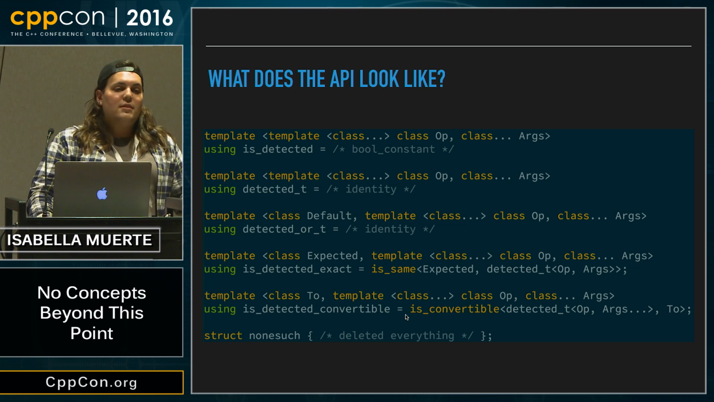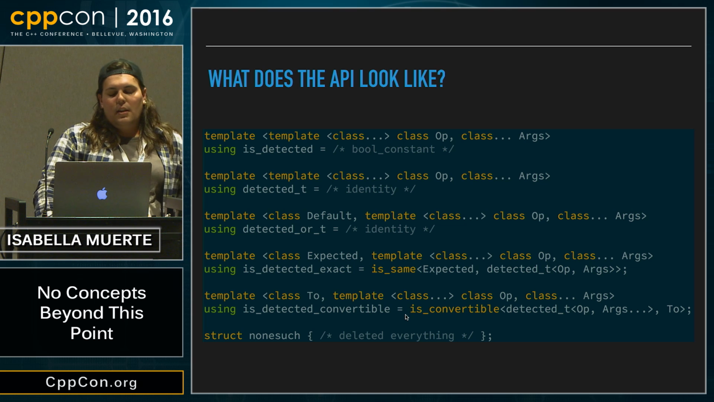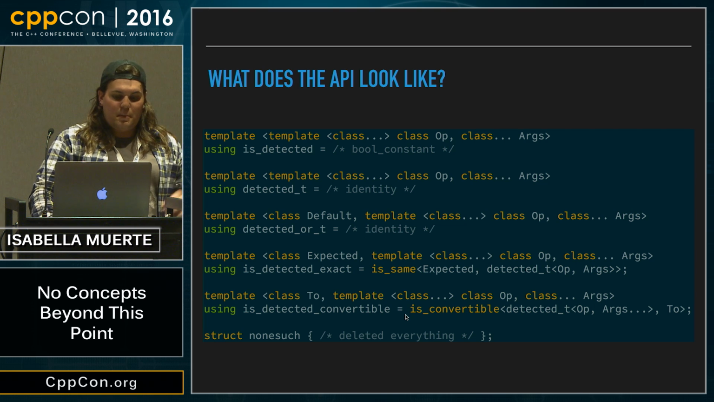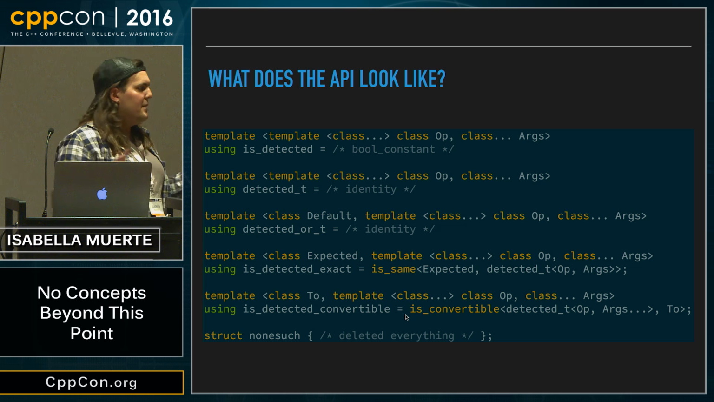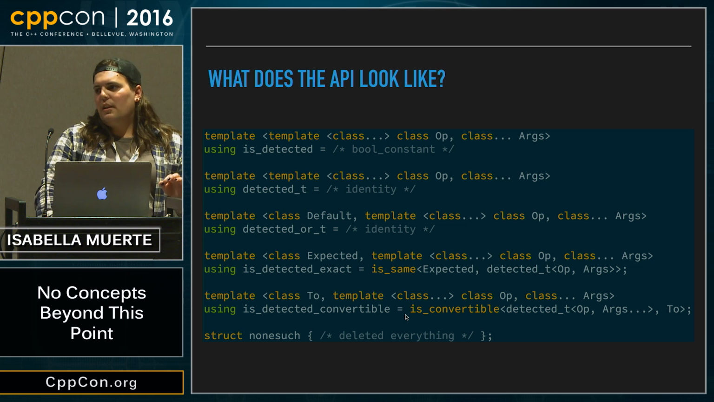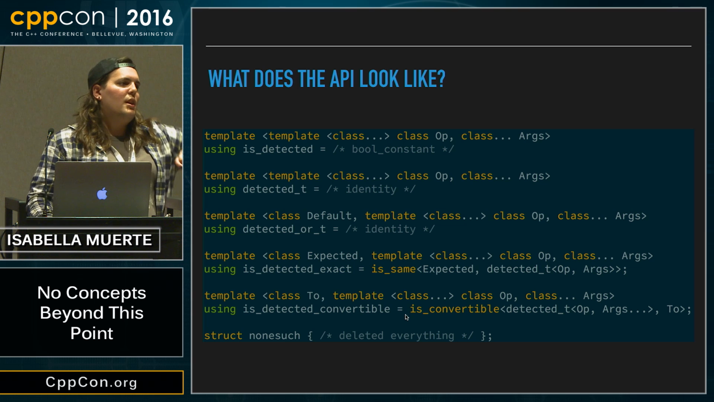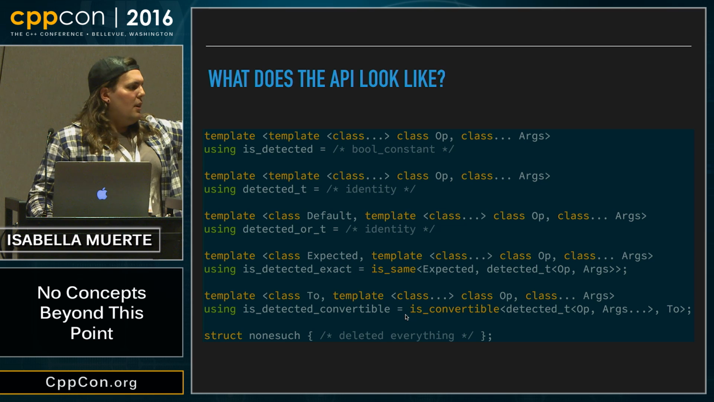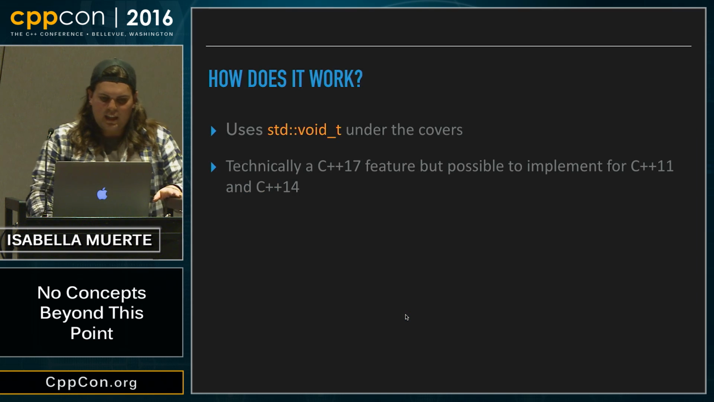There's also nonesuch, which is a special type where basically everything inside of it is deleted. You can't instantiate it. You can only pass it as a template type. I did want to find an image of Spinal Tap saying "none such templates," but couldn't get that in time.